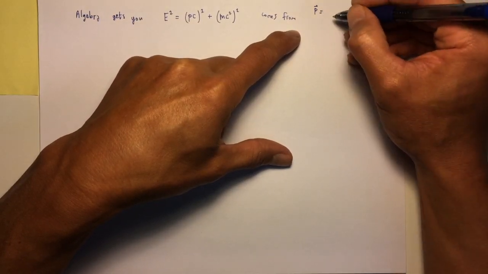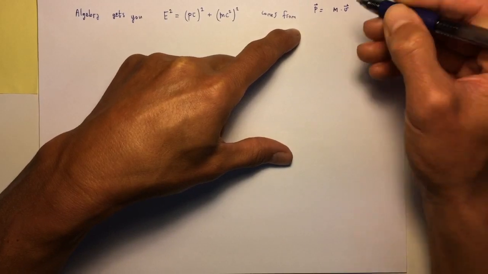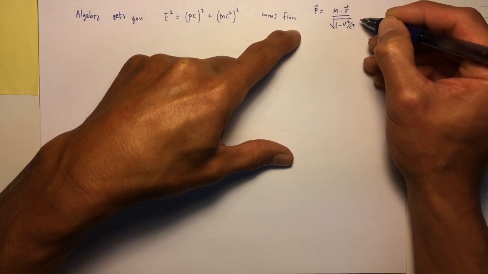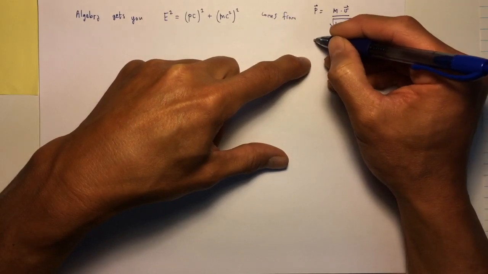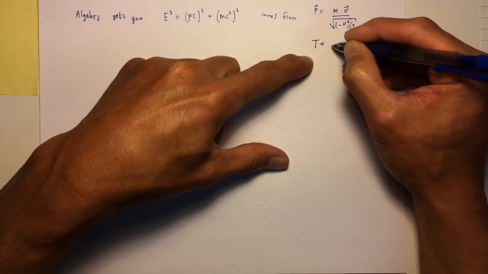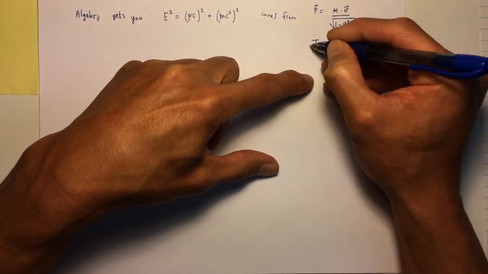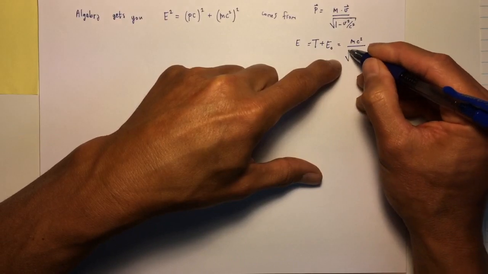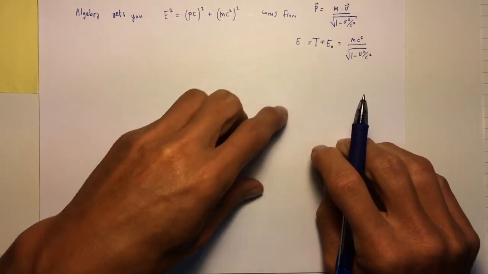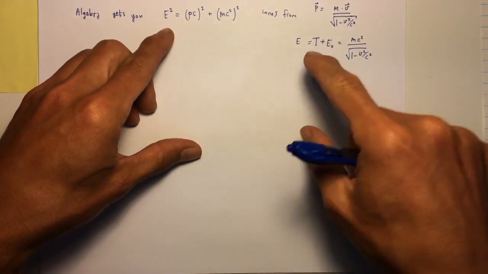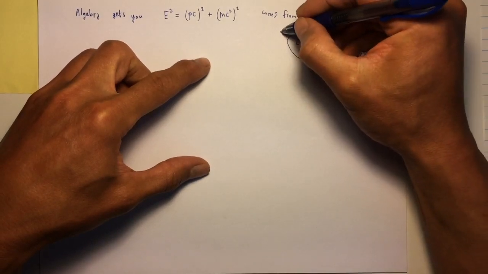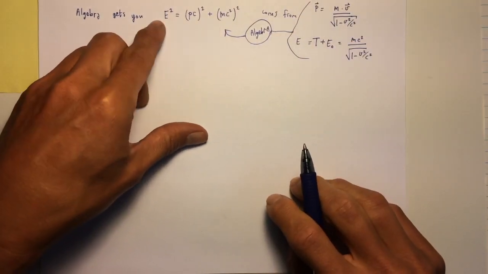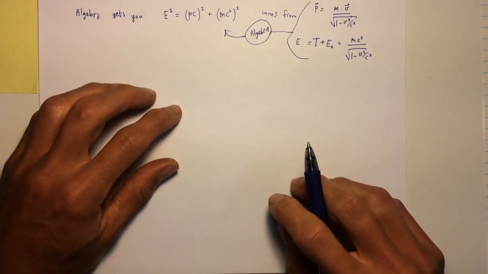So the momentum is m times v, the velocity vector, divided by the square root of 1 minus speed squared divided by speed of light squared. And then the kinetic energy plus the rest energy is the total energy of a particle, and it's equal to mc squared divided by the square root of 1 minus v squared over c squared. And I bet you can see how, with some algebra, you can get this.